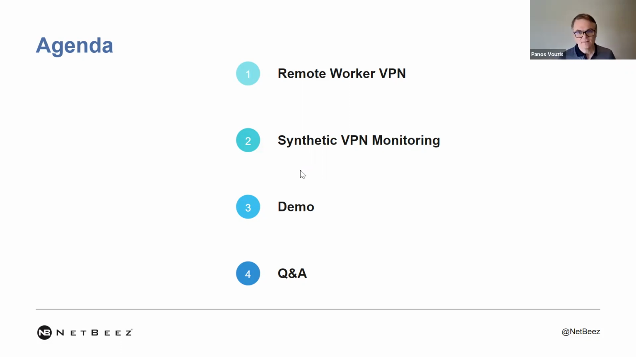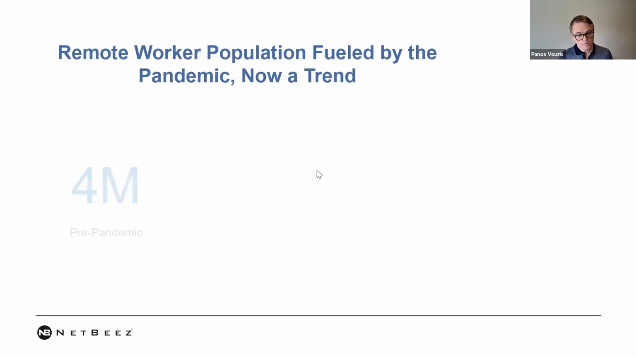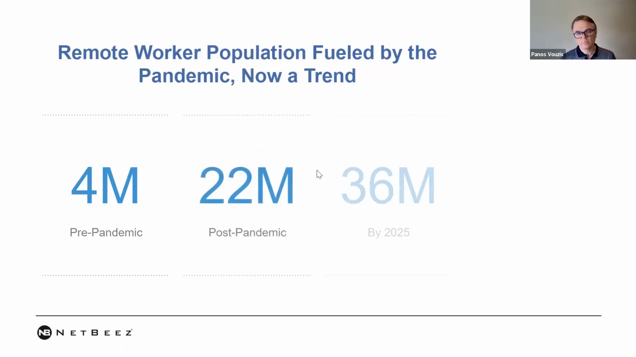I have only a few slides, I promise, and then I'm going to show you with a live demo how you do this with Netbeans, and then open it to Q&A. So, before the pandemic, there were 4 million people working from home, either on a permanent basis or on a hybrid type of arrangement, right? Of course, during the pandemic, after the pandemic hit and the first lockdowns came into our lives, the estimate is that around 22 million people that could work from home were online and doing their job, right?